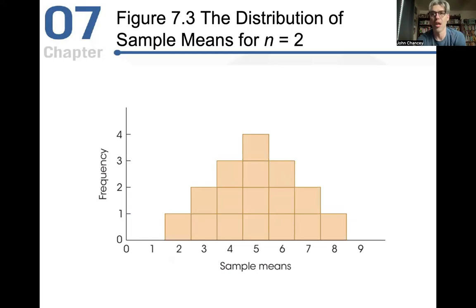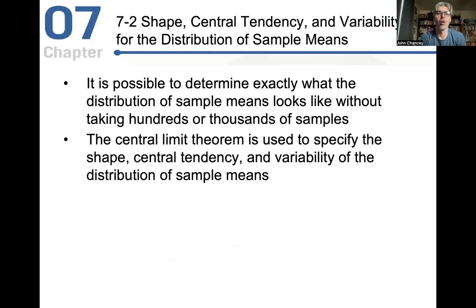And again, with enough sample size, it starts to look more normally distributed with most of the data kind of here in the center, most of the outcomes. So it's possible to determine exactly what the distribution of sample means looks like without taking hundreds and thousands of samples. That's kind of getting into some math here called the central limit theorem, and it's really used how we can understand the shape of our distribution without collecting all of the samples.